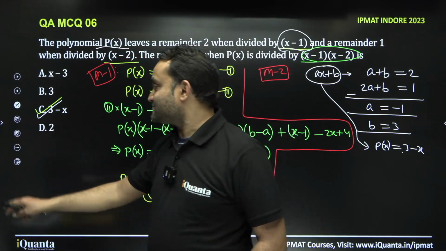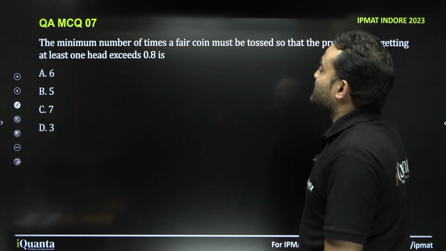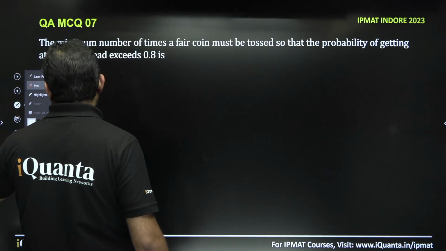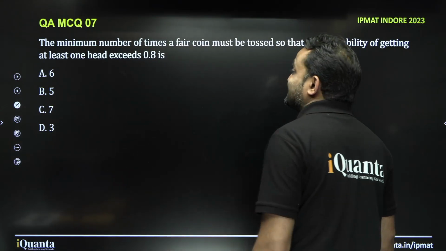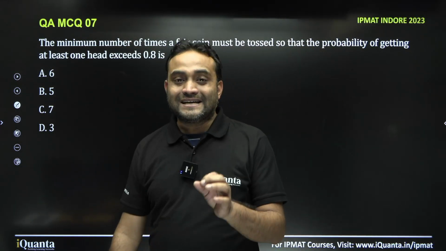Okay. Now let's go to question number 7. The minimum number of times a fair coin must be tossed so that the probability of getting at least one head exceeds 0.8. At least one head.